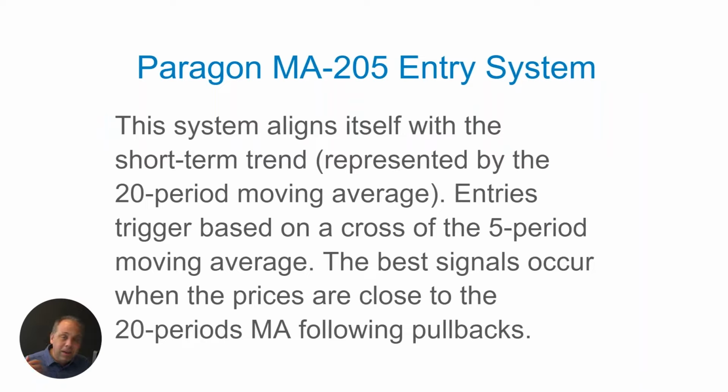So the next system that we're going to talk about is the moving average 205 system. This is a simple moving average crossover system. It looks at a short-term trend and a longer-term period, and gives you entries based on a moving average crossover.